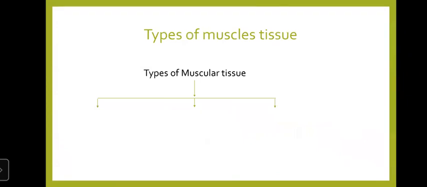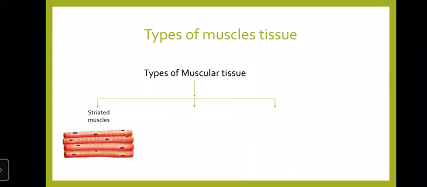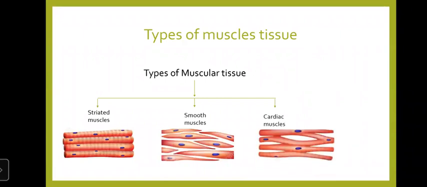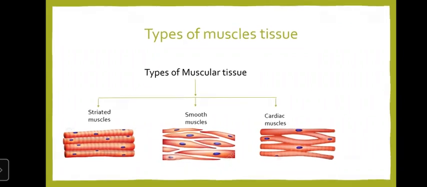Here we have three different types of muscular tissue. The first is striated muscles, which look like this. Second is the smooth muscles, which look like this. And the third is cardiac muscles, which look like this. Now, let us study all these three types of muscular tissue in detail.